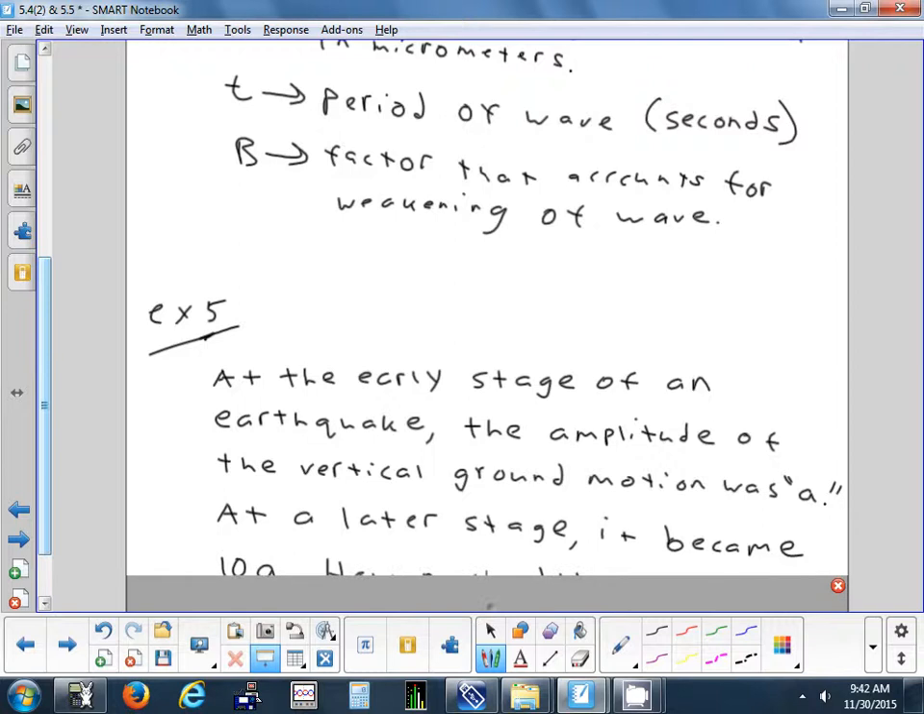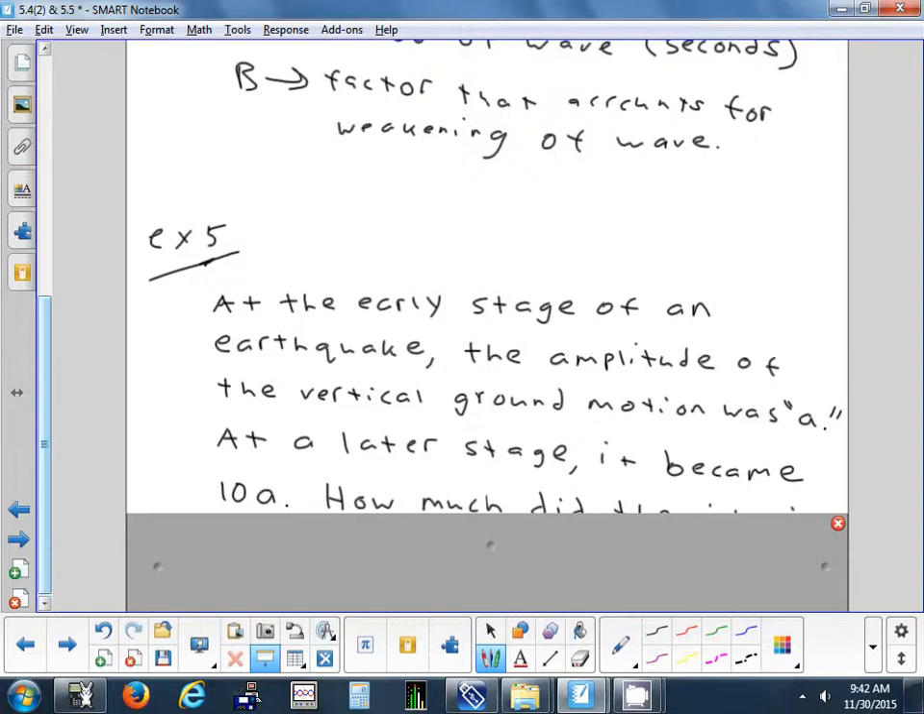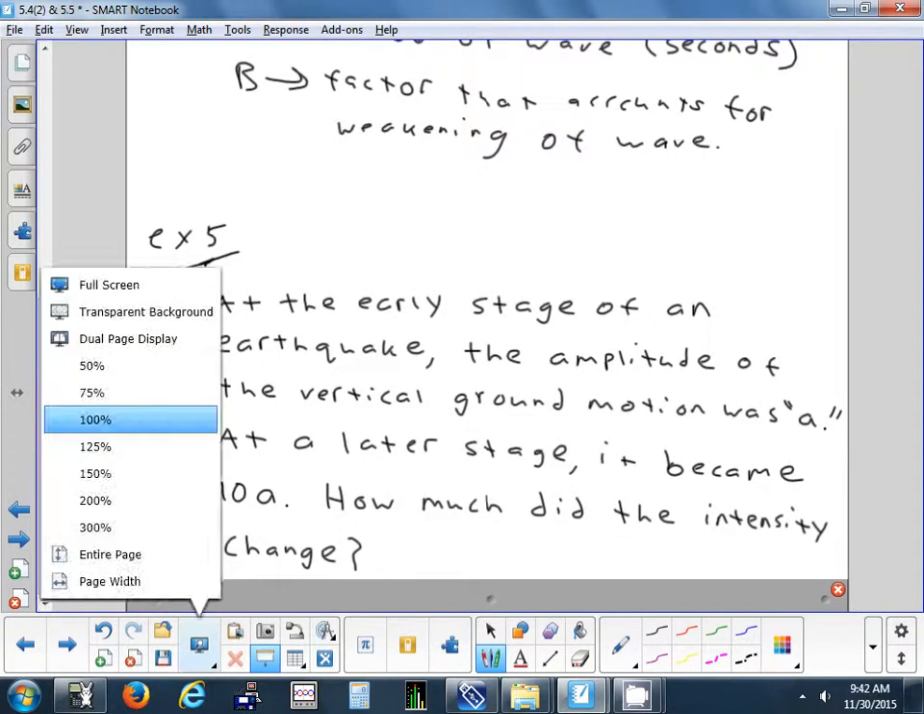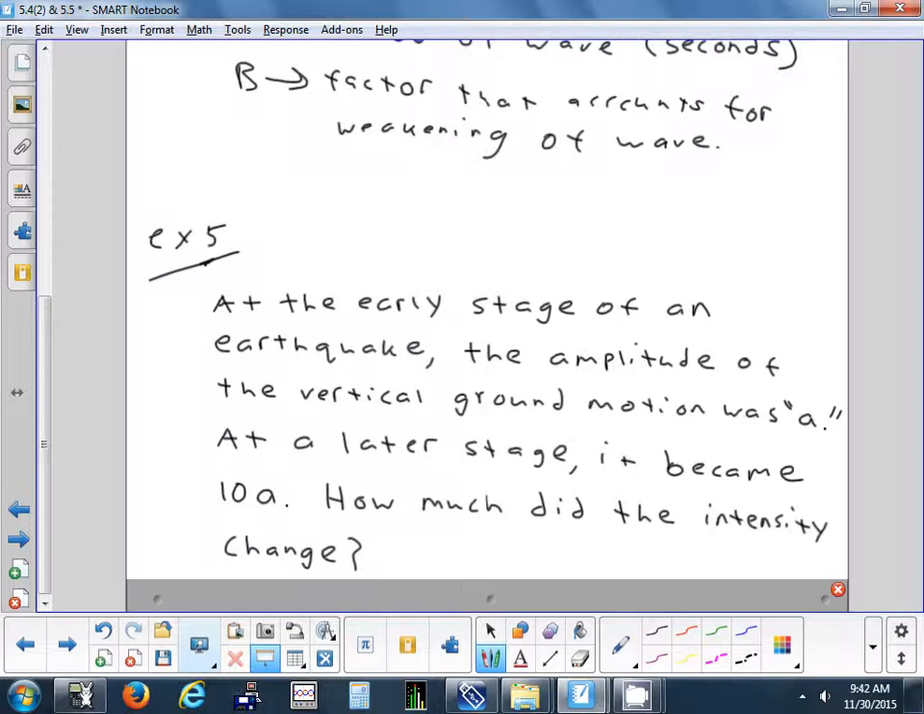Okay. And in our problem, it says at the early stage of an earthquake, the vertical ground motion was A. At a later stage, it was 10A. It became 10 times as much, 10 times more powerful. What's going to be the change in intensity? Now, if you understand what I explained earlier, you might already have an idea. If something is 10 times more powerful, what's the difference on the Richter scale? How much? 1. Yeah, it's a magnitude of 1 different. So the answer we get here should come out to 1. Okay, let's see if that's what happens.